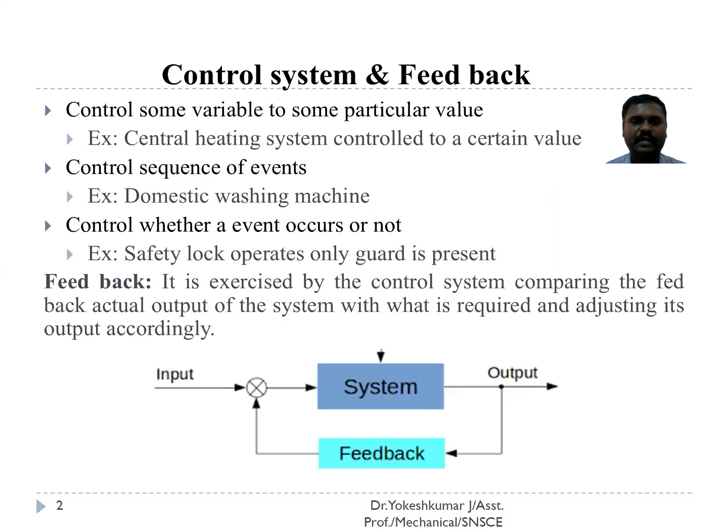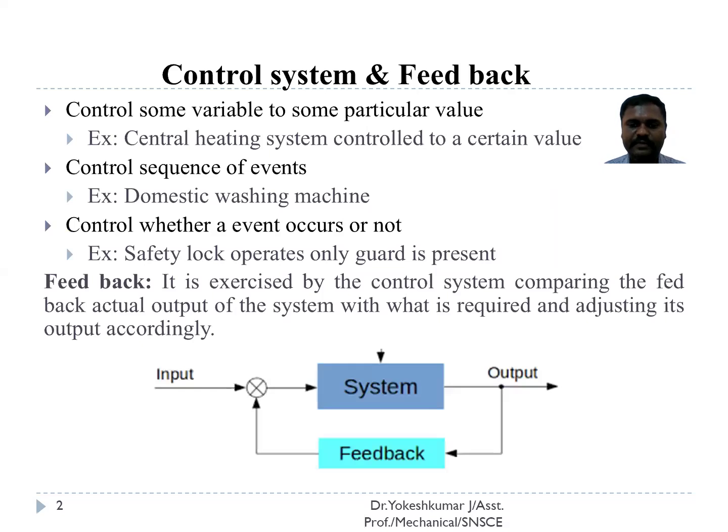Then the third example, a safety lock, which operates only if the guard is present. We have a lot of wallets and several safety boxes. In that, a safety lock is always provided with the wallet to safeguard the things inside the box. Here we are going to control the event, whether it has occurred or not. So if something has happened, then as a continuation of this, the other thing will happen.